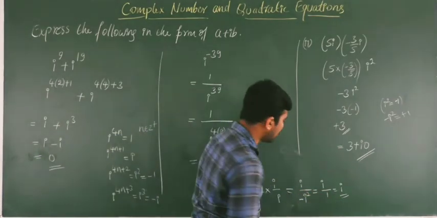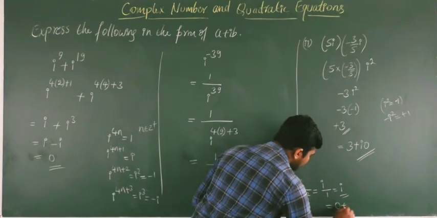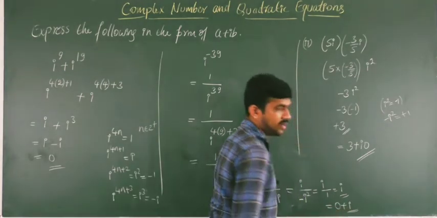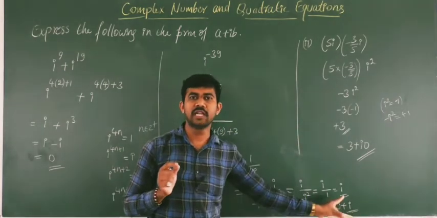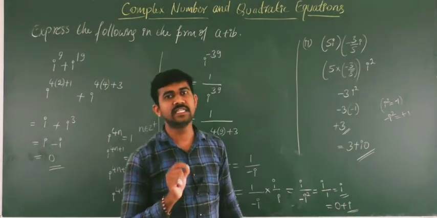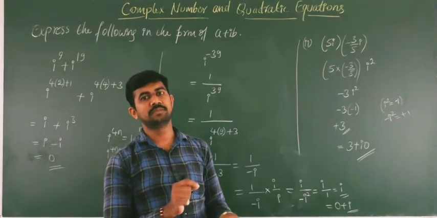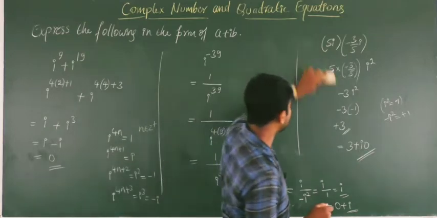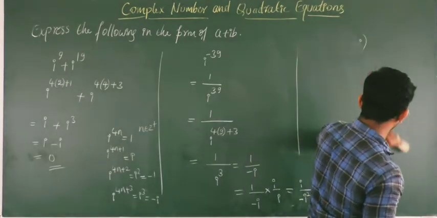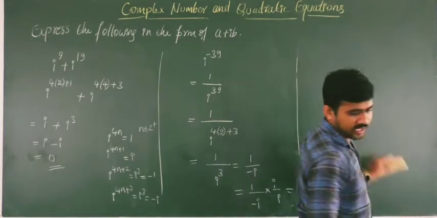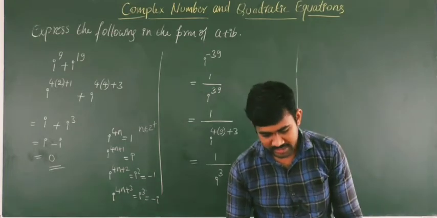Or this can be written in the form 0 plus i into 1, because this is a purely imaginary complex number in which the real part is 0. I hope you understood this question. Now I'll move on to the next question in this same concept.